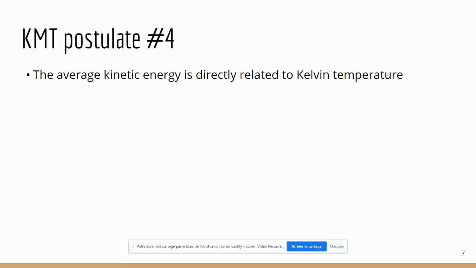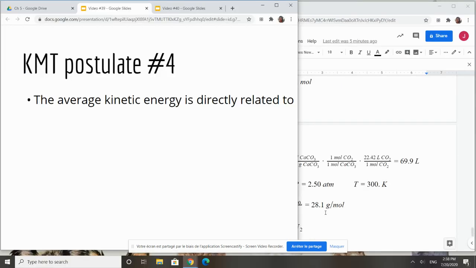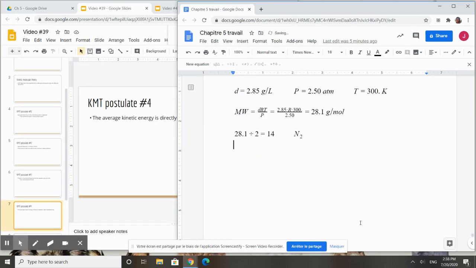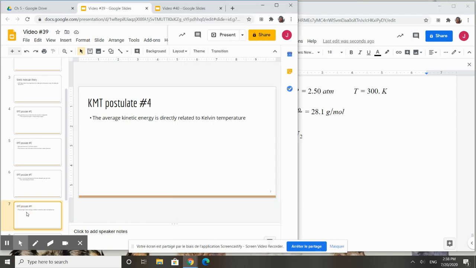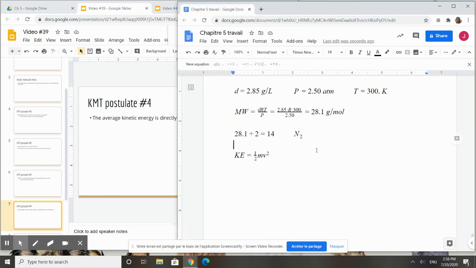The fourth point: the average kinetic energy. If you didn't already know what kinetic energy is, it is just 1/2 mv squared, where m is mass and v is velocity. The average kinetic energy is directly related to Kelvin temperature. So what this explains to me is why larger, heavier particles at the same temperature are going to be moving slower than lighter particles.